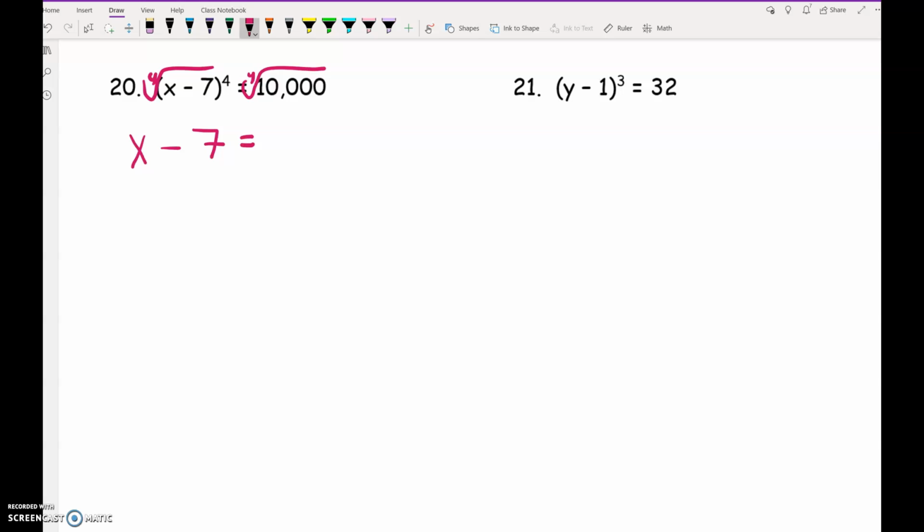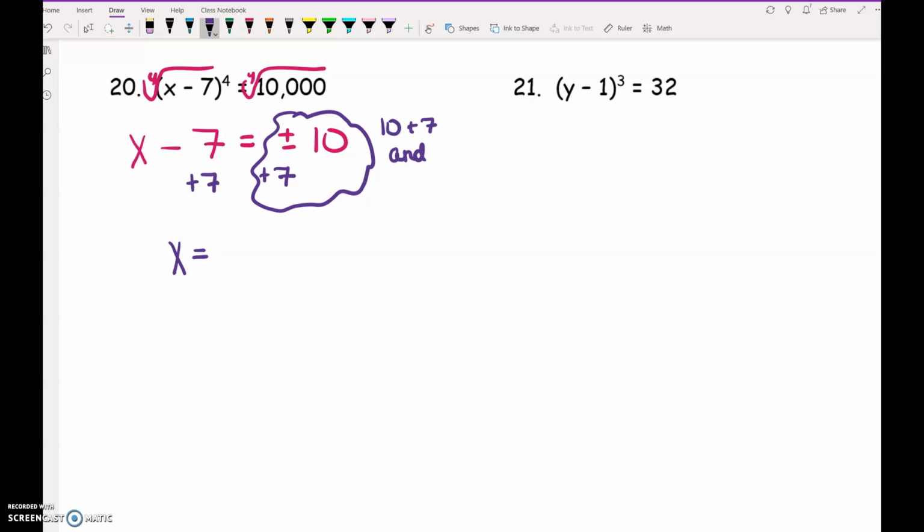On the right side, what is the fourth root of 10,000? 10? Plus or minus 10. Plus or minus 10. What do we need to do next? Now we can add 7. And when we add 7, this thing right here means 10 plus 7 and negative 10 plus 7. You have to use both positive 10 and negative 10 when you add 7. So 10 plus 7 is 17, and negative 10 plus 7 is negative 3, and those are your two answers.